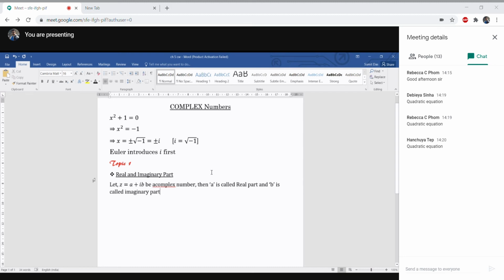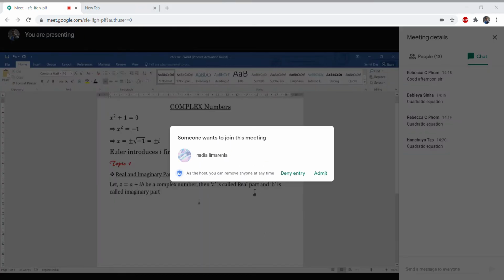So, what is a complex number? A complex number is a combination of a real part and an imaginary part. The number which is attached like this with i, that part is called the imaginary part of z. Okay, so all complex numbers will be written in this form, a plus ib.